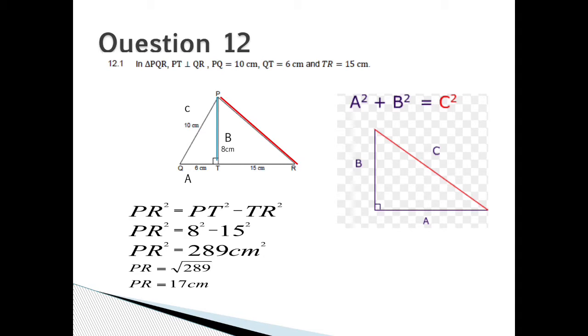A squared plus b squared is equal to c squared. In our case, we would like to work out what PR is equal to. So we will also use the theorem of Pythagoras. PR squared is equal to PT squared plus TR squared. PR squared is equal to 8 squared plus 15 squared. So PR squared is equal to 289 centimeters squared. If you work out the square root of 289, you will see that PR is equal to 17 centimeters.